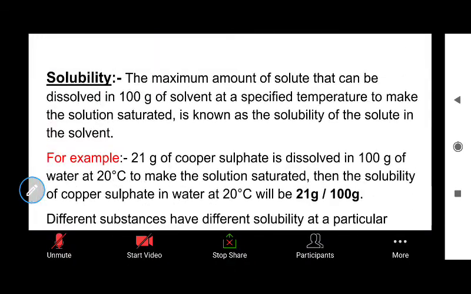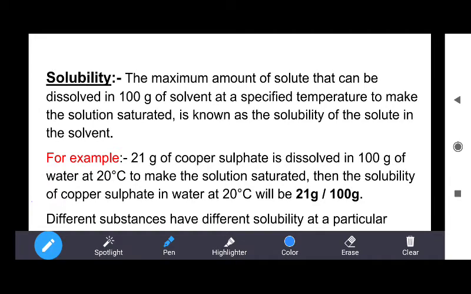After the concentration of solution, we will discuss some numericals also in the next video. I will complete this chapter with some numericals. So we will discuss some numericals on the topic of concentration also.